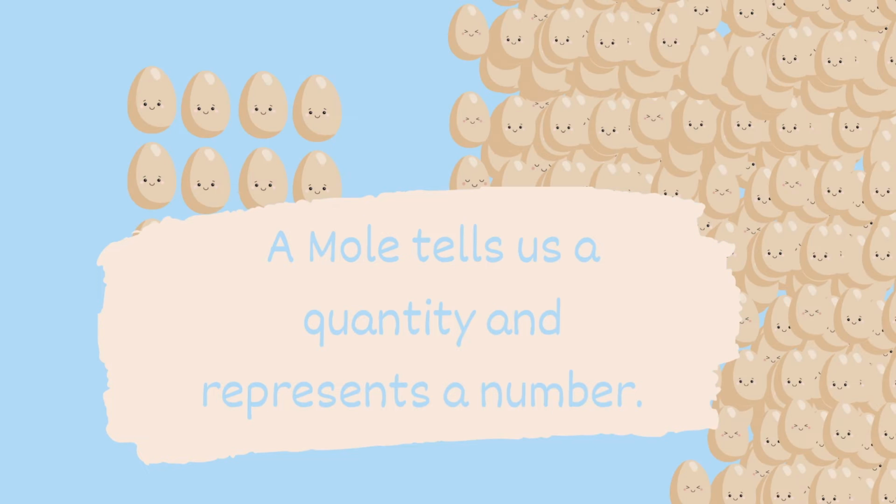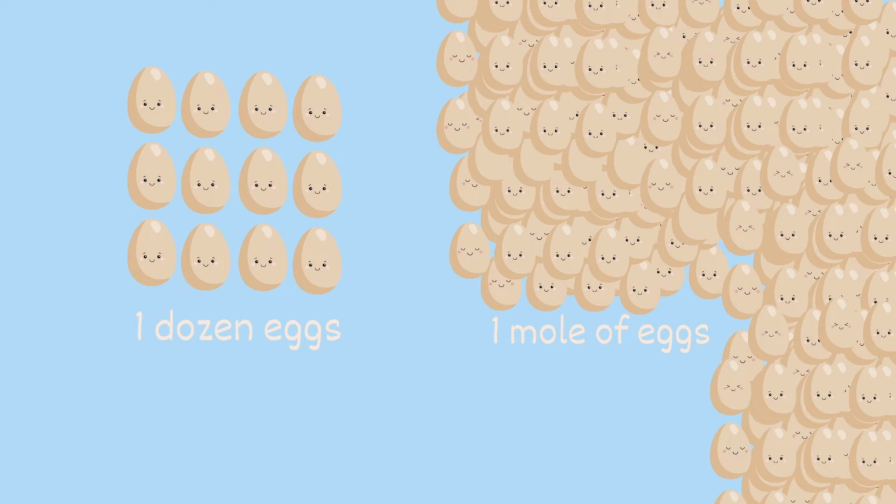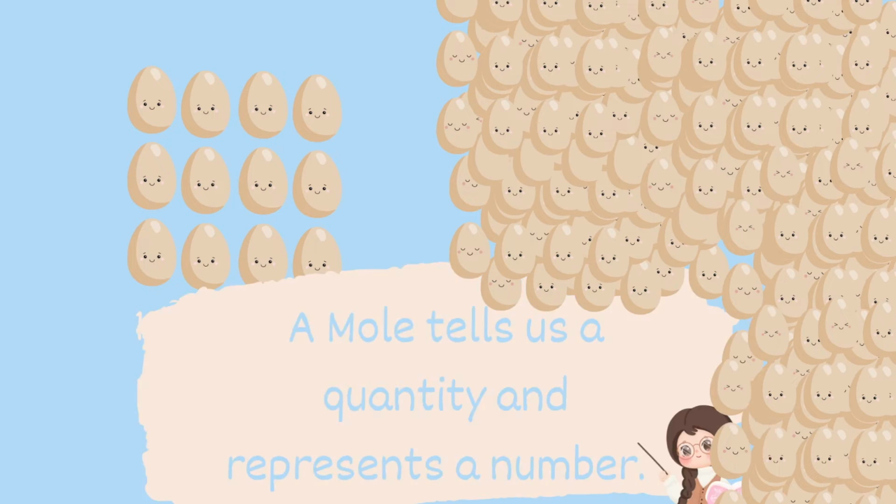Think of it like this. 1 dozen eggs is much like 1 mole of eggs. 1 dozen represents the number 12, and 1 mole represents the number 6.022 times 10 to the 23rd. So we can say we have 1 dozen eggs, and we can also say we have 1 mole of eggs. Remember, a mole tells us the quantity and represents a number.